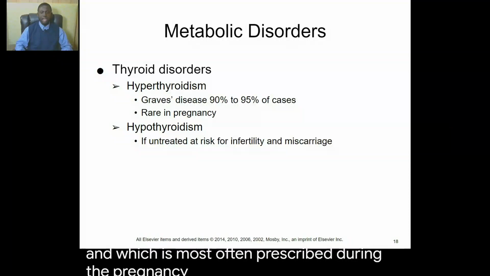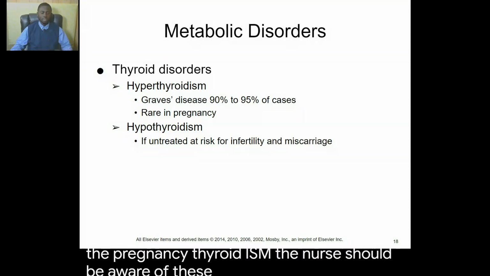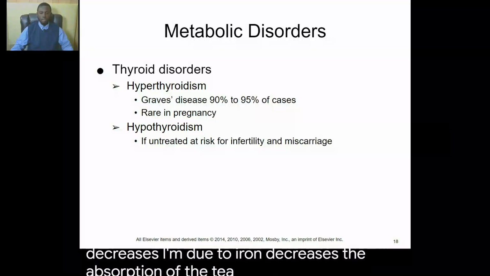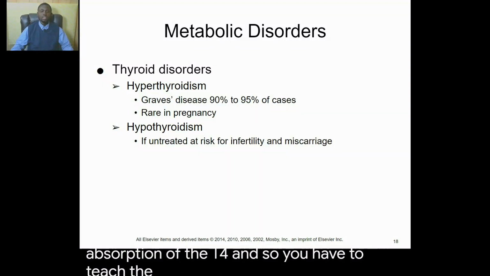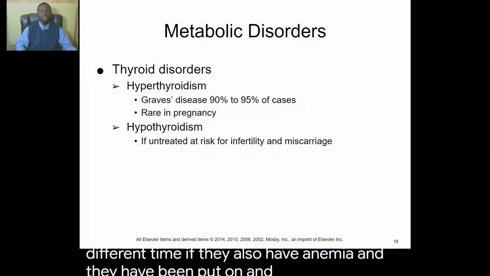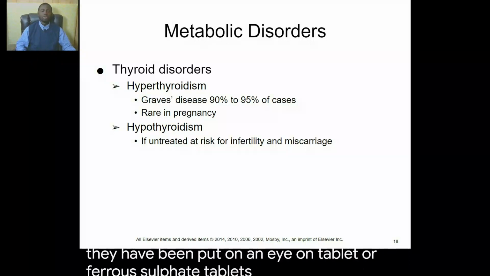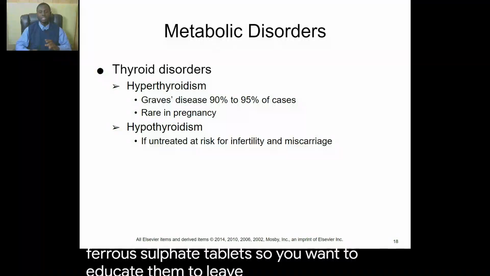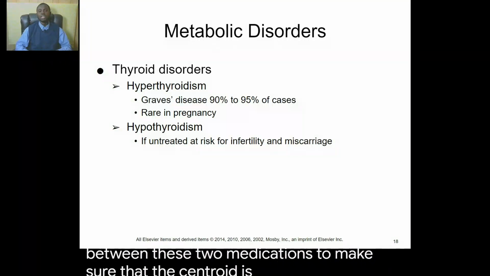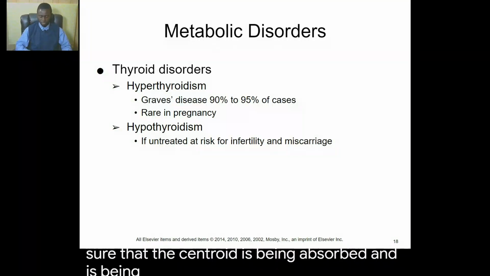When a patient has hypothyroidism, the nurse should be aware of these considerations. Iron decreases the absorption of the T4, and so you have to teach the client to take levothyroxine at a different time if they also have anemia and they have been put on an iron tablet or ferrous sulfate tablet. So you want to educate them to leave at least 4 hours in between these two medications to make sure that the Synthroid is being absorbed and is being effective.